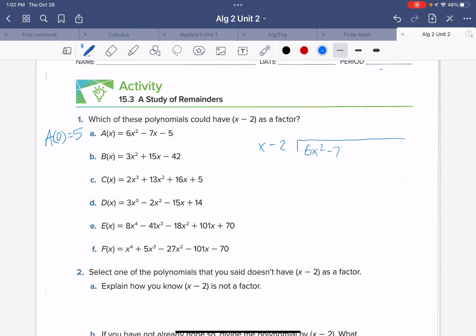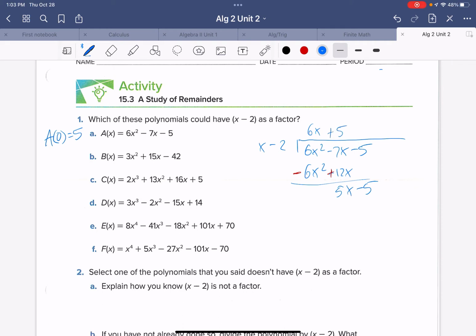6x squared minus 7x minus 5. So I need a 6x up here. 6x times x is 6x squared. 6x times 2 is minus 12x. Then I'm going to subtract these parts off. Minus, plus. And then that's going to leave 5x minus 5. So that cancels out, and then it's 5, and then minus 5. Then I pick out the next thing, which would be positive 5, so put plus 5 up here.